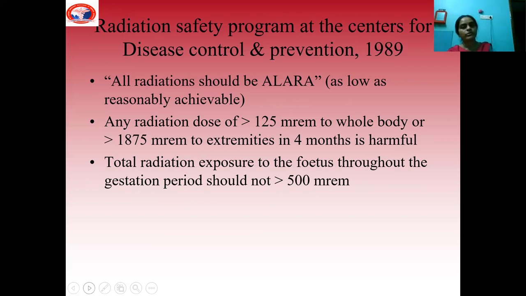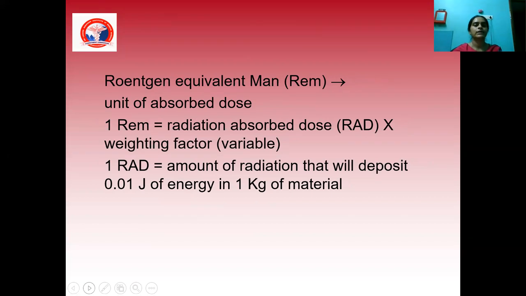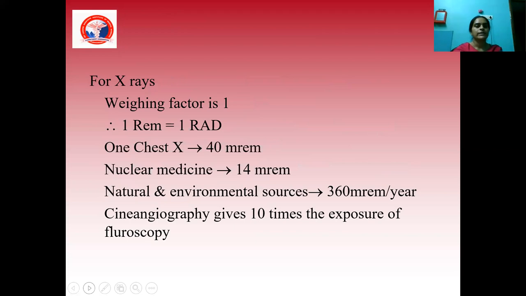Any radiation dose of more than 1.5 rem to the whole body or 18 rem to the extremities in 4 months is harmful. Total radiation exposure of the fetus for the gestation period should not be more than 500 mrem. How is it calculated? It is calculated in Roentgen equivalent man units of observed dose. One rem is equal to the radiation absorbed dose, rad, multiplied by a weighting factor. One rad is the amount of radiation that will deposit 0.01 joule of energy in 1 kg of material. For X-rays, the weighting factor is 1, so 1 rem is equal to 1 rad.